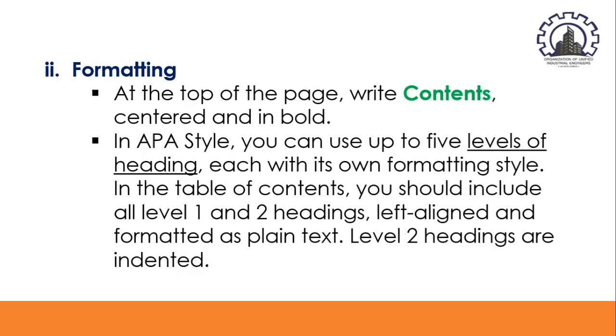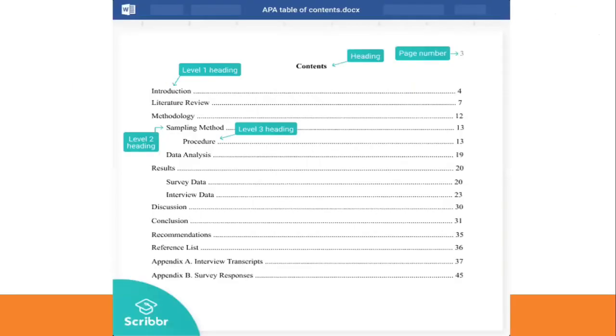And in the table of contents, you should include all level 1 and 2 headings, left aligned and formatted as plain text. And level 2 headings are indented. So in order for us to better understand this, let me show you an example of contents.